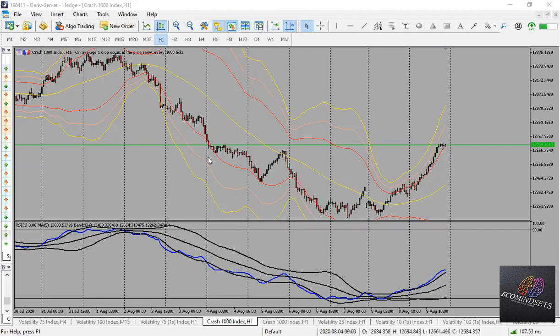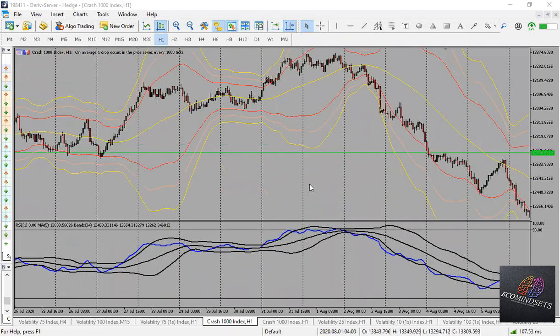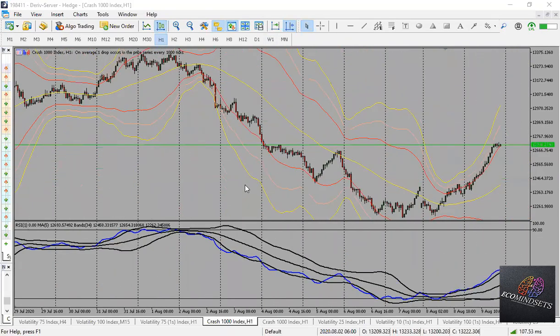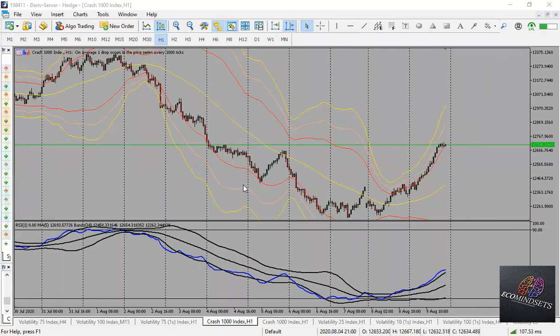All right, so this is Crash 1000. What I'm saying is, we don't just stand up and say, oh, this is an opportunity, let me jump in and start buying or selling Crash or Boom. First of all, when you wake up and want to start trading, go to the higher time frames, that is W1 and D1, and check what is happening there. See if what W1 is saying is the same as what D1 is saying.